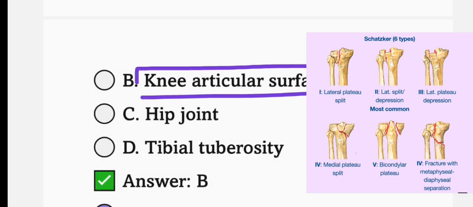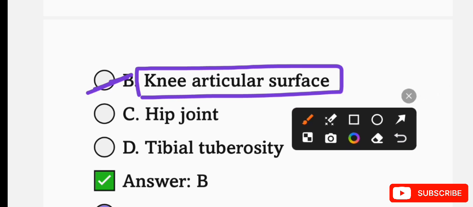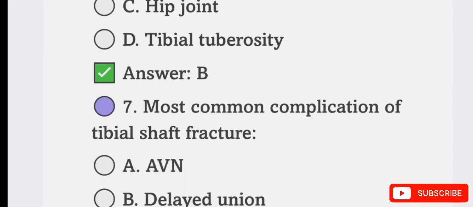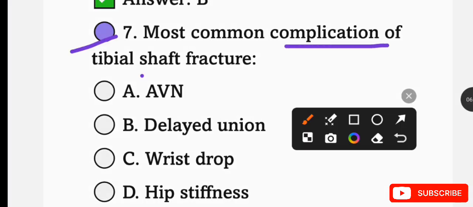This area is the articular surface of the tibia and directly participates in the knee joint, so the knee articular surface is the injured area. That is why we see knee stiffness, early osteoarthritis and instability if not treated properly. Now come to our seventh question. Most common complication of tibial shaft fractures.